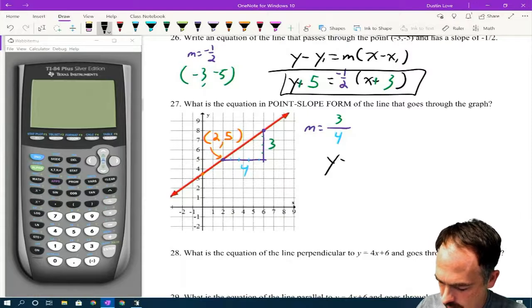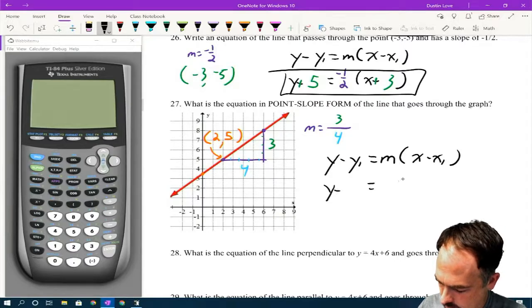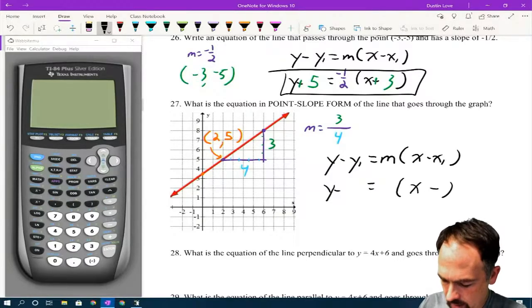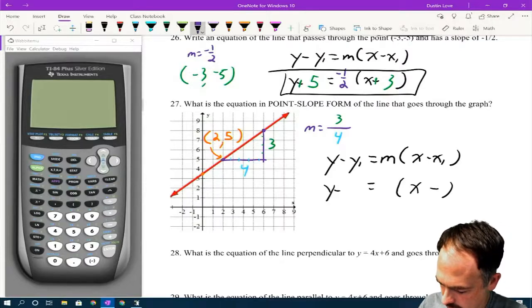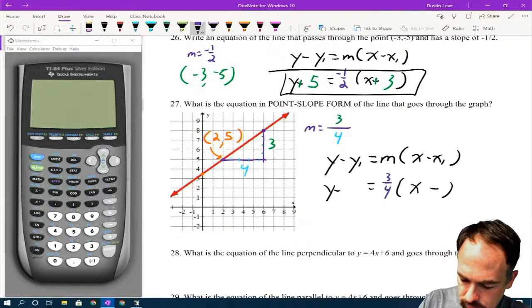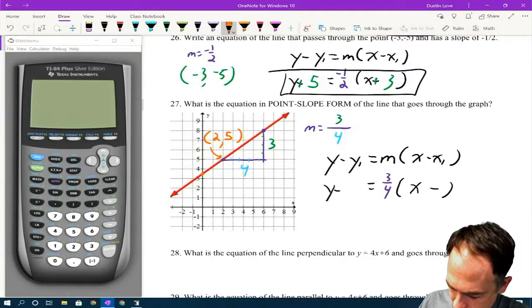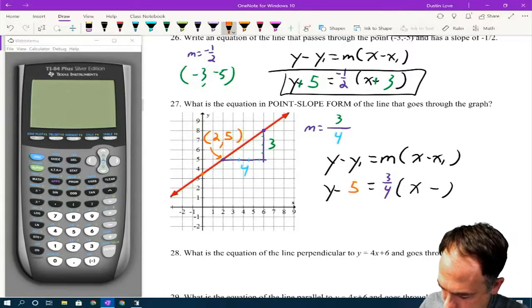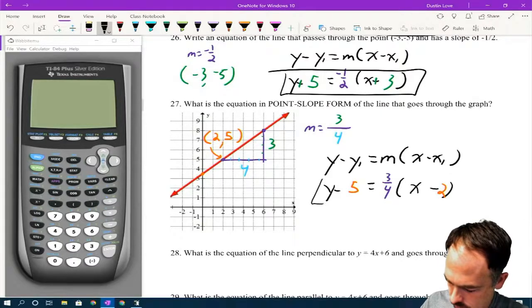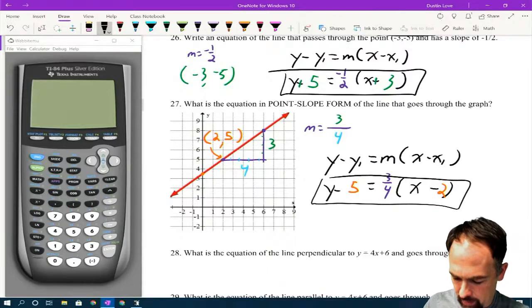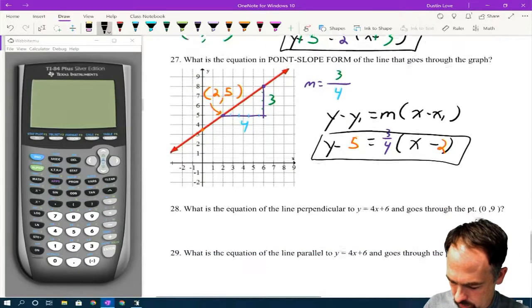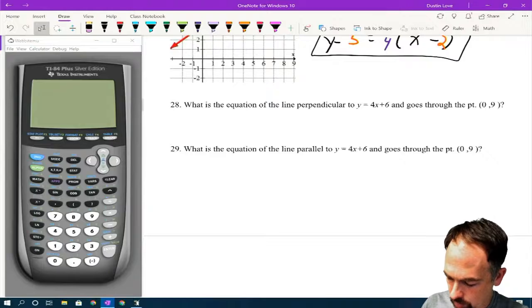So y minus y1 equals m times x minus x1. Y minus, x minus. Let's plug in our slope of 3/4. Now y1 is 5. X1 is 2. Could have used any other point on the graph. Doesn't matter which. Hey, only 2 more.